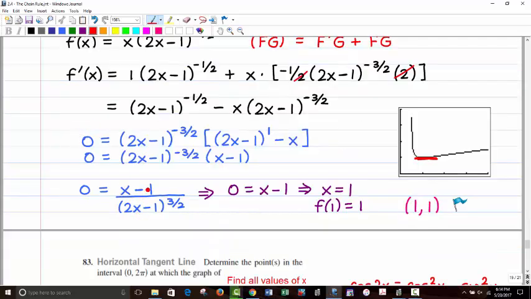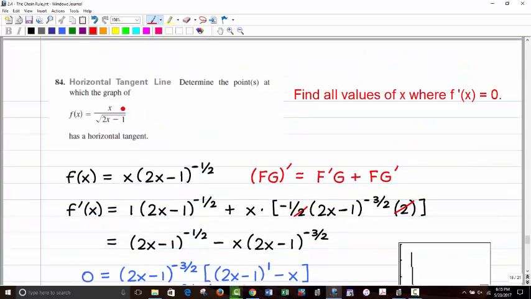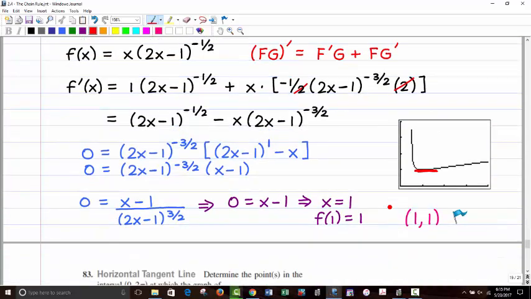Which is what you would have gotten probably, well, anyway, doesn't matter, but we'll just stay with this quotient rule. But all you care about is the numerator. x minus 1 is 1. So x is 1. So you plug 1 back in there at the beginning, you're going to get 1. So the point's 1, 1.